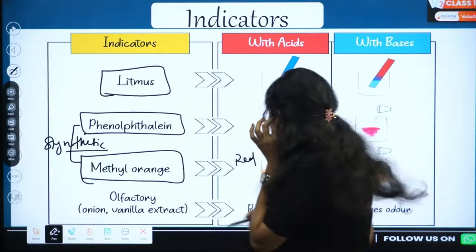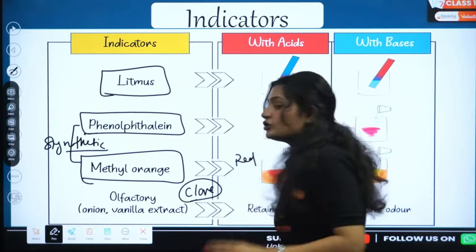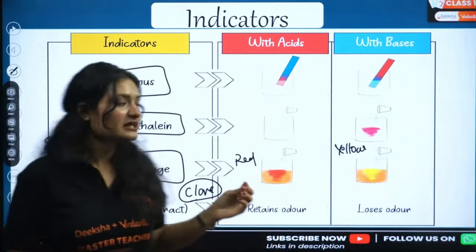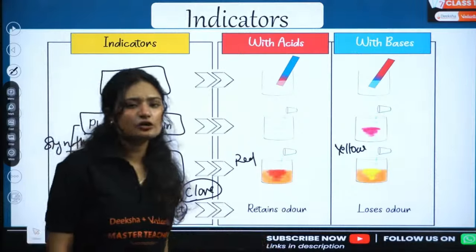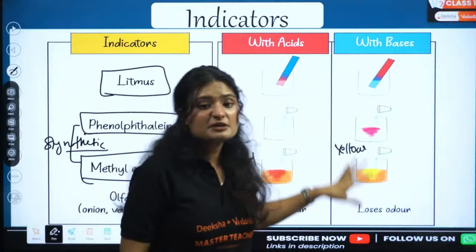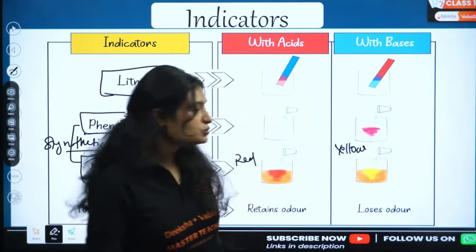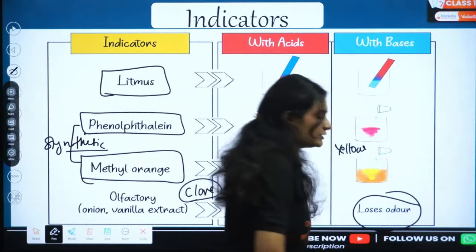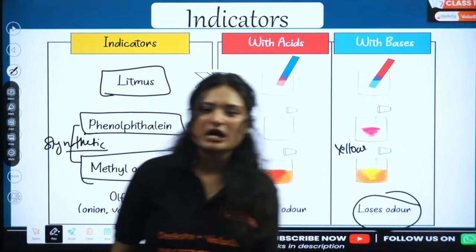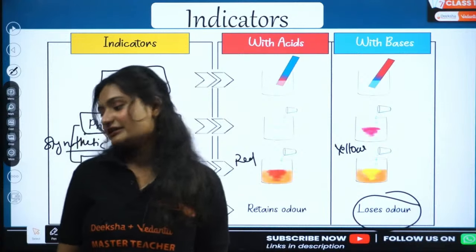Clove is also used as an olfactory indicator. So, what happens when you put onion or vanilla extract in acid? They retain their odor. But when you put them in basic solution, with bases, they lose their odor, their smell. Olfactory means smell. In biology you have studied it, right? Yes, clove is also used as an olfactory indicator.